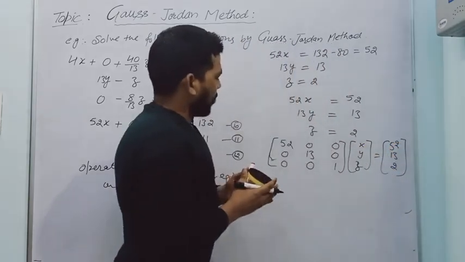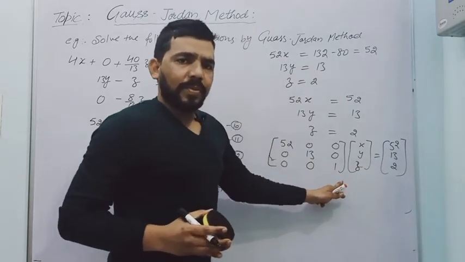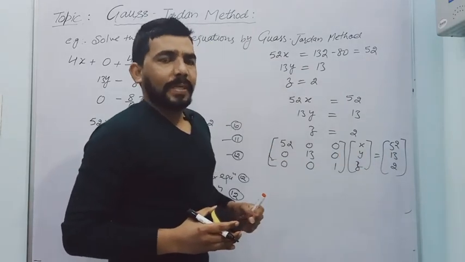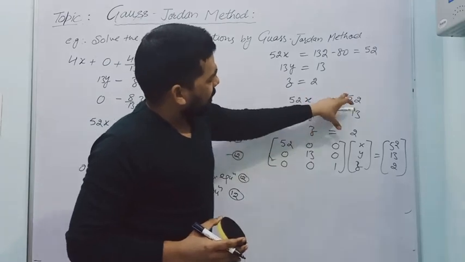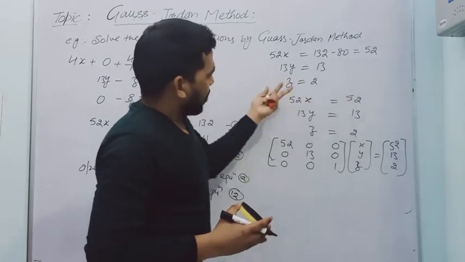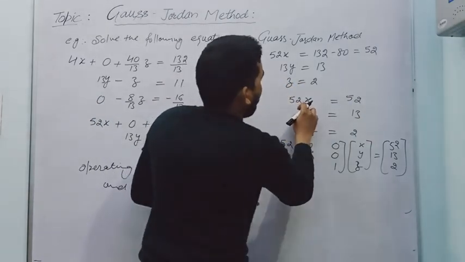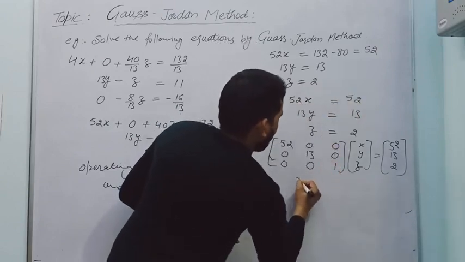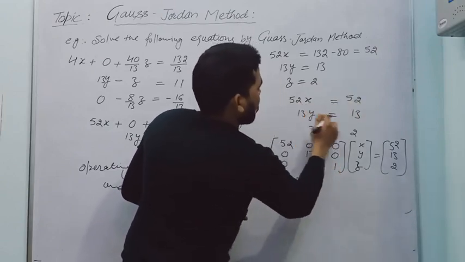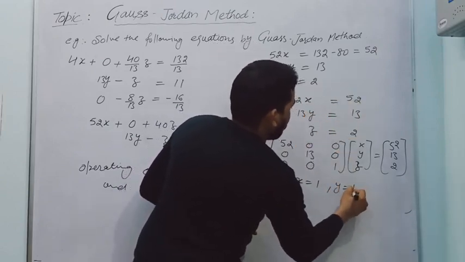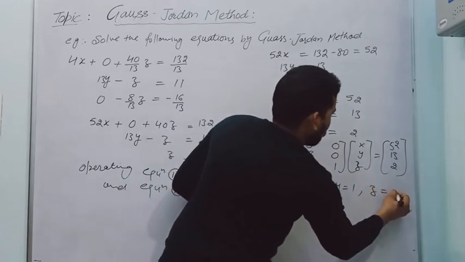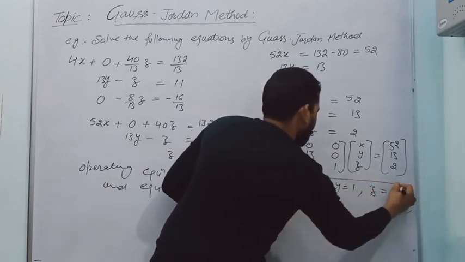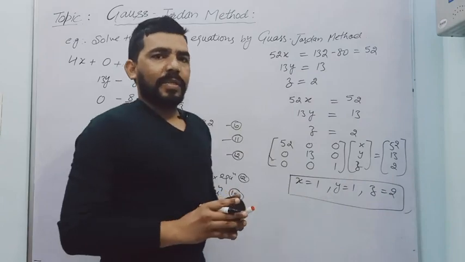So we have converted the coefficient matrix into diagonal form, so this is our Gauss Jordan method. Now, when we solve it, just do the simplification. x will be equal to 52 by 52, x will be equal to 1, y will be 13 by 13, that y will be equal to 1, and z is equal to 2 already. So this is the solution of the system of linear equations.